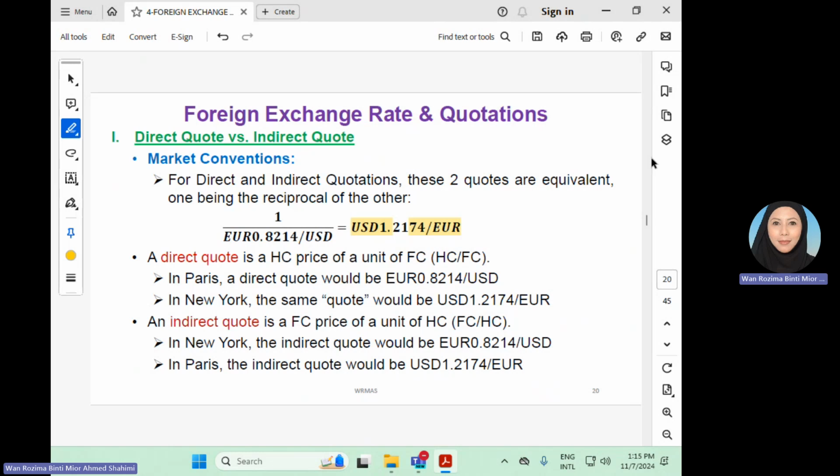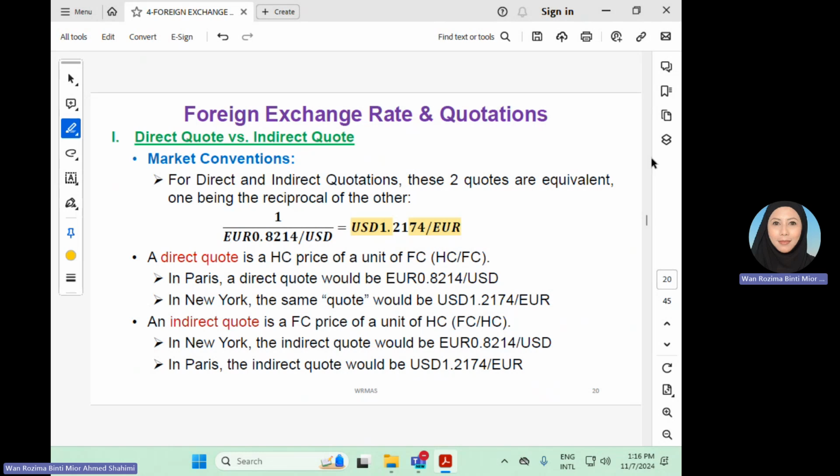Okay. If I'm American, is this one a direct quote or an indirect quote? Direct quote, because I see my currency first. Okay, it's quoted as numerator. USD 1.2174 against euro. For direct and indirect quotation, these two quotations are equivalent, one being the reciprocal of the other. For example, if you see euro first, euro 0.8214 against USD, without 1 over.